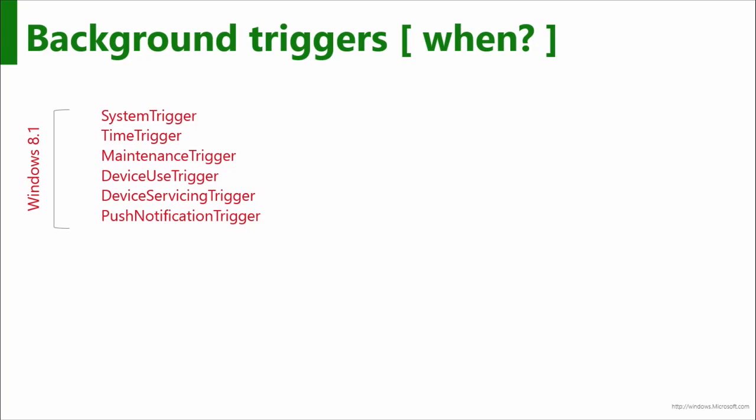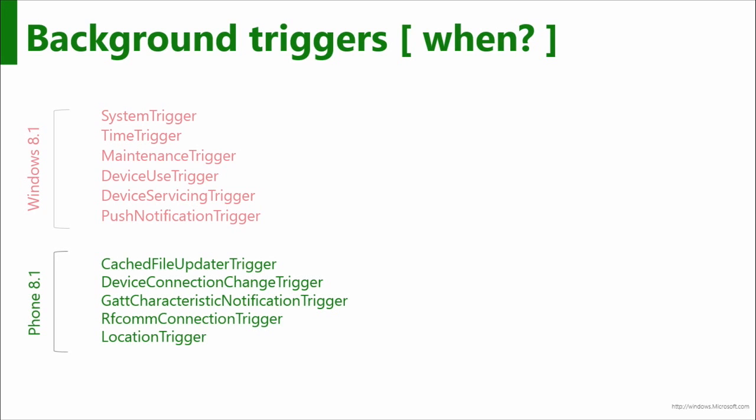Right now, let's just talk about the triggers themselves. Inside Windows 8.1, we had many triggers for us to be able to use. The system trigger, the time trigger, maintenance, all the things that made applications work in a great way. But then, with Phone 8.1, we introduced a few more. We introduced the location trigger, which is a trigger that uses geofencing, and several other triggers as well. That geofencing one, by the way, is really a lot of fun.